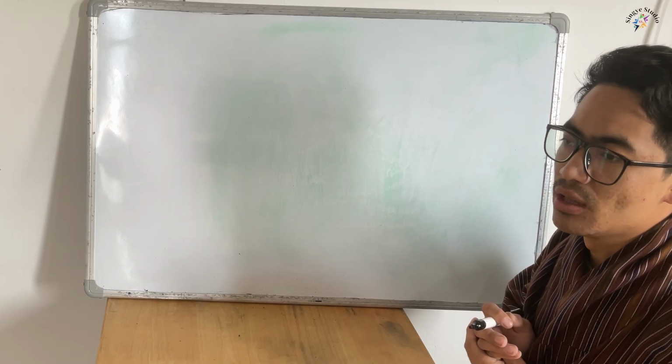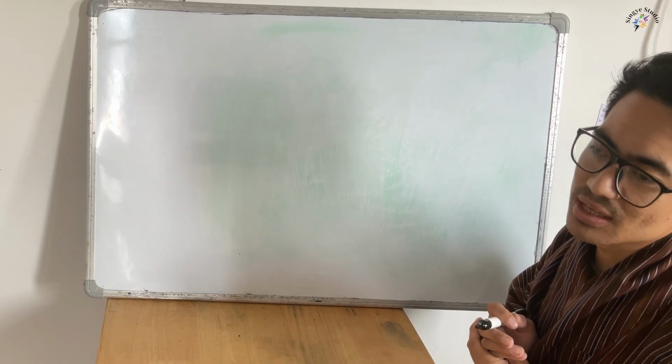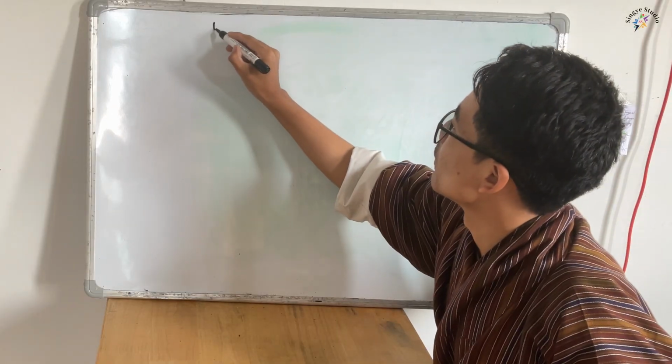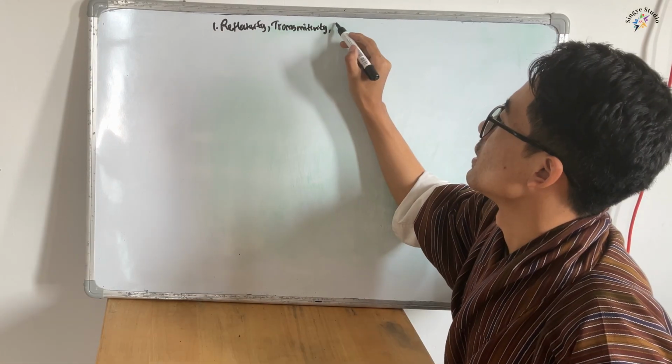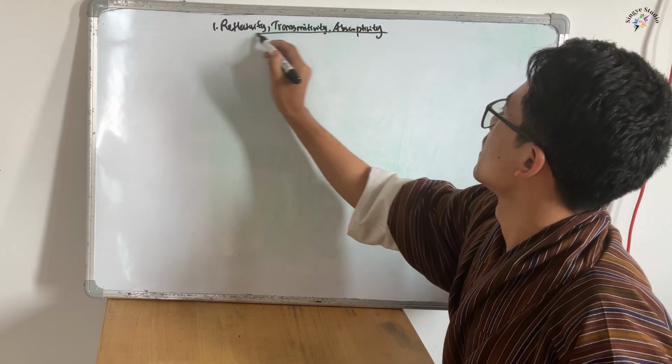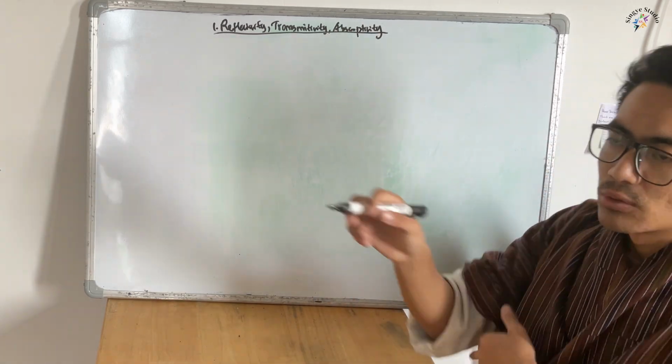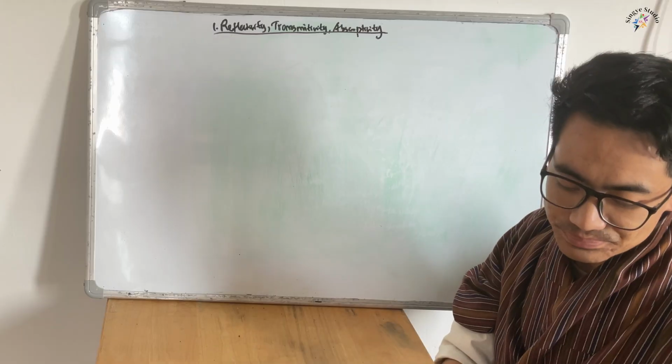by the radiation. So the three phenomena that we are going to discuss in this session are: number one, the reflectivity; number two, the transmissivity; and number three, the absorptivity. So these are the three phenomena which we are going to describe in this session.